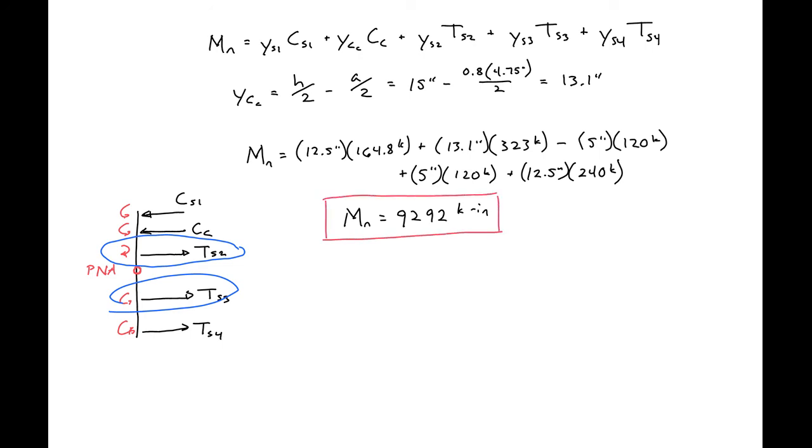And remember, we were looking for a pure moment, pure bending. So our P was about equal to 0 kips. Finding the capacity of columns with multiple layers of steel can be burdensome, as we've seen. So it can be advantageous to set up an Excel sheet to solve for these things automatically.